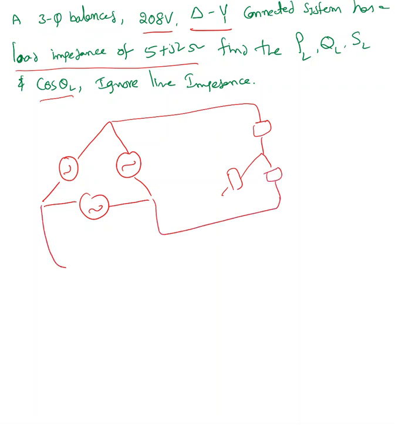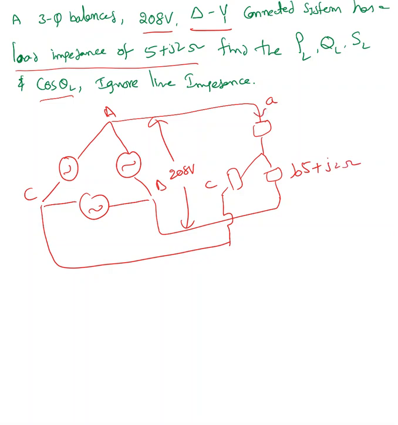Make sure A connected to A, B connected to B, C connected to C. I always follow the positive phase sequence here. So this is the given system. Now to find out the current passing through the system, I need to find the current so that I can find the power.